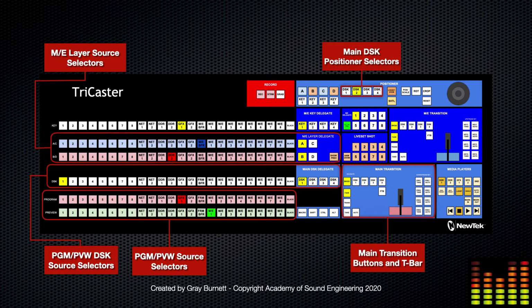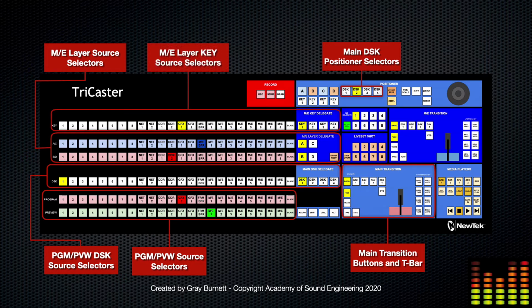Then we have our ME layer source selectors, allowing you to choose which sources get shown on the ME outputs. We have the ME layer key source selectors, allowing you to choose what sources get set as the keys for the ME outputs.